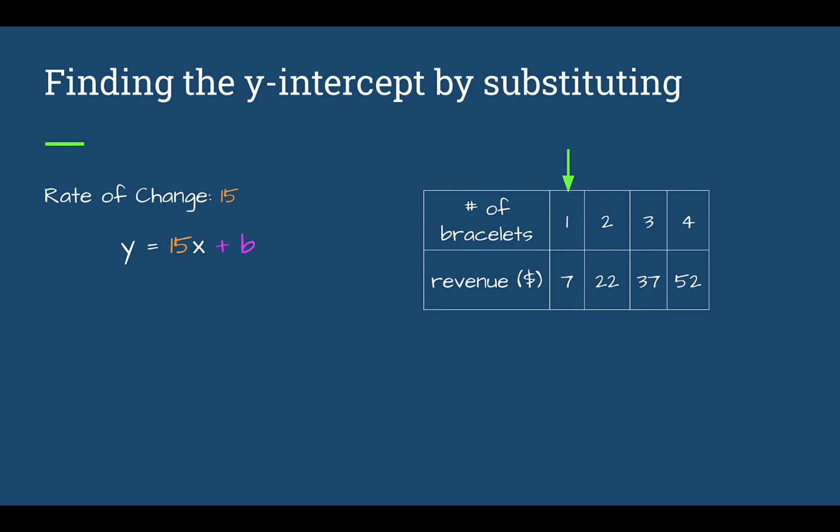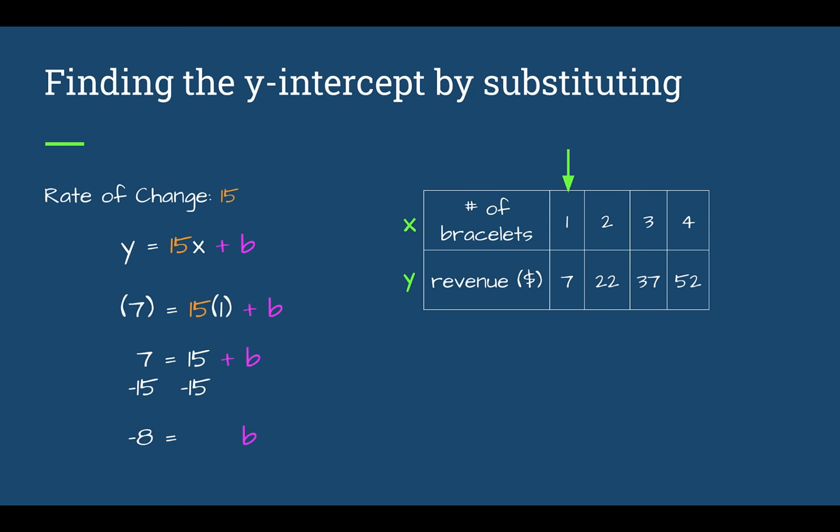If I make one bracelet, I earn $7. I'm going to plug those values in for x and y. So 1 would go in where x is, and 7 would go in where y is. Now I'm going to work to solve for b. So 7 would be equal to 15 plus b. I would subtract 15 from both sides, and I would be left with b equals -8.